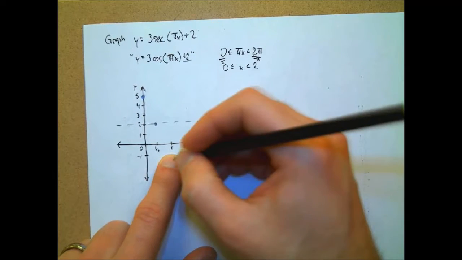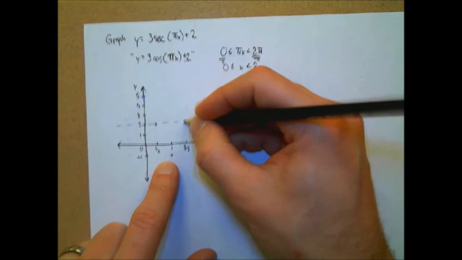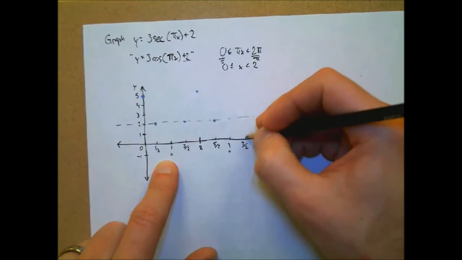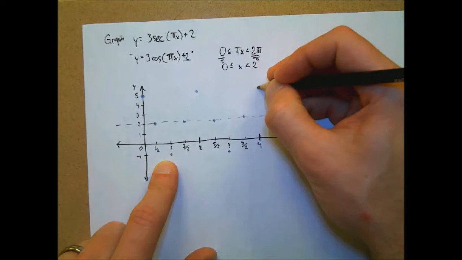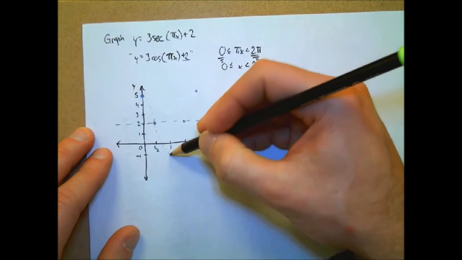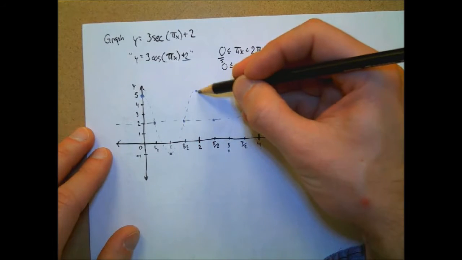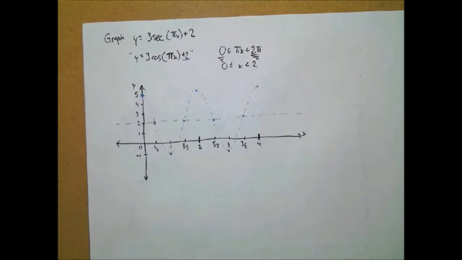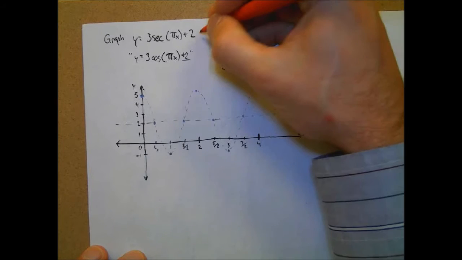And then so on and so forth, right? Back to the axis. Back to the top. Back to the axis. Back to the bottom axis. And back to the top there. Okay, and so again, this would be our cosine graph there. So there's what the graph of 3 cosine pi x plus 2 would look like, right? But we want to graph this secant right here.